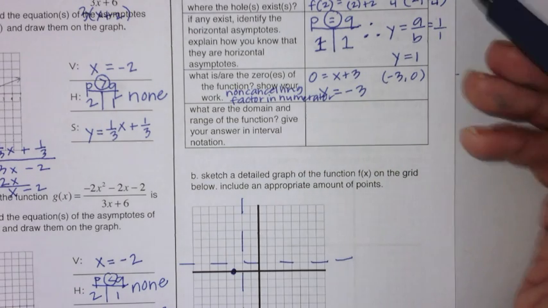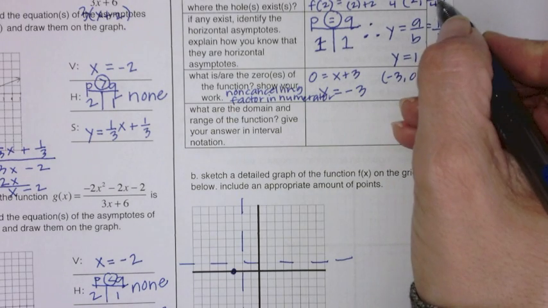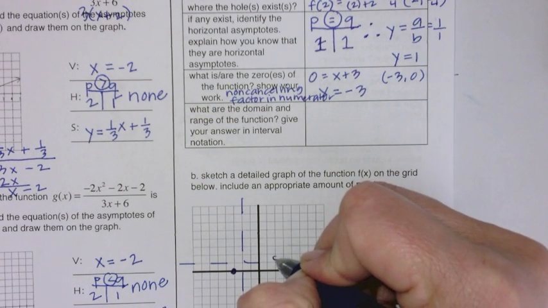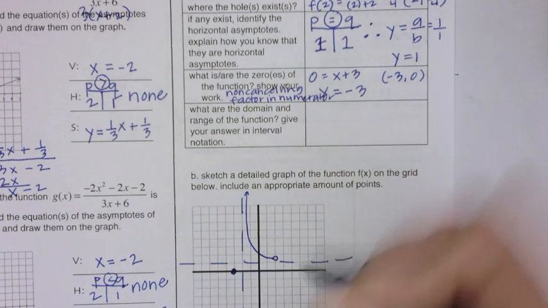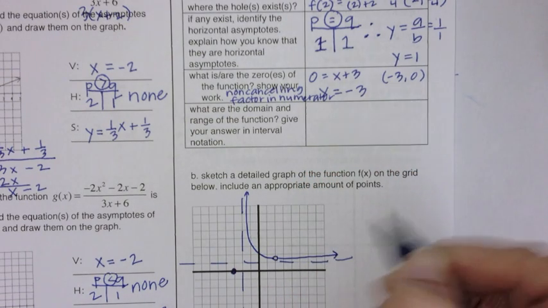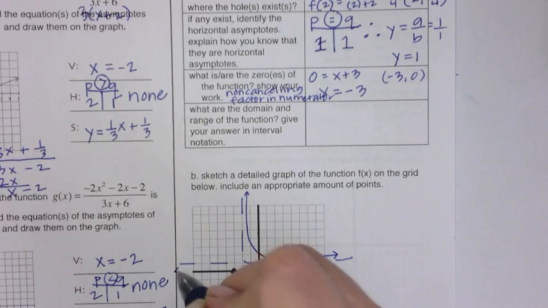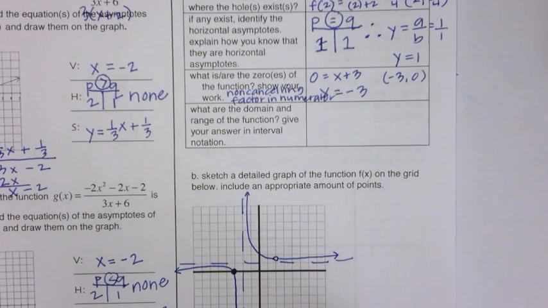And then didn't we have a hole at 2 and 5/4, which is 1 and 1/4, so it's here. So guess what? I have a detailed graph without any additional points because there's a hole, I know it's coasting there, and because there's an x-intercept here, I know it's coasting here.